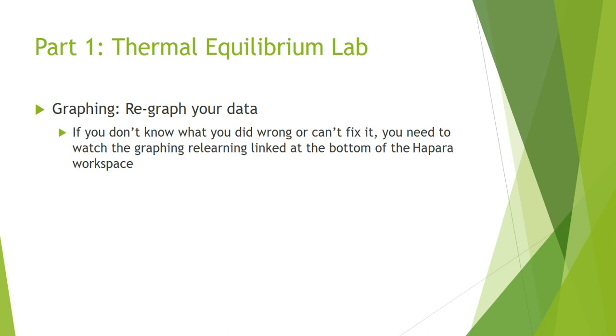So the first part, the thermal equilibrium, this standard was graphing data that was similar to our thermal equilibrium lab. The relearning for this is that you need to take your graph and you need to fix it. If you need additional help, you either need to see me or you need to watch the relearning video on graphing from earlier in the year. I've linked that on the Hapara workspace, but you need to just take that data and fix that up, correcting what you did wrong from the test.